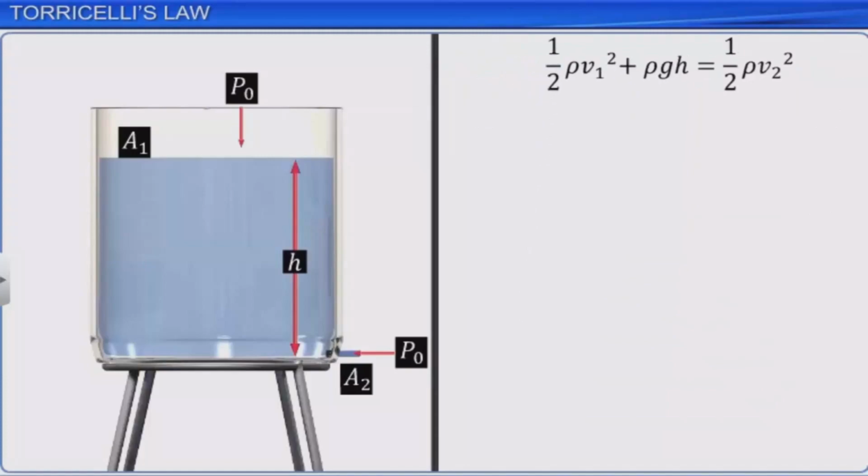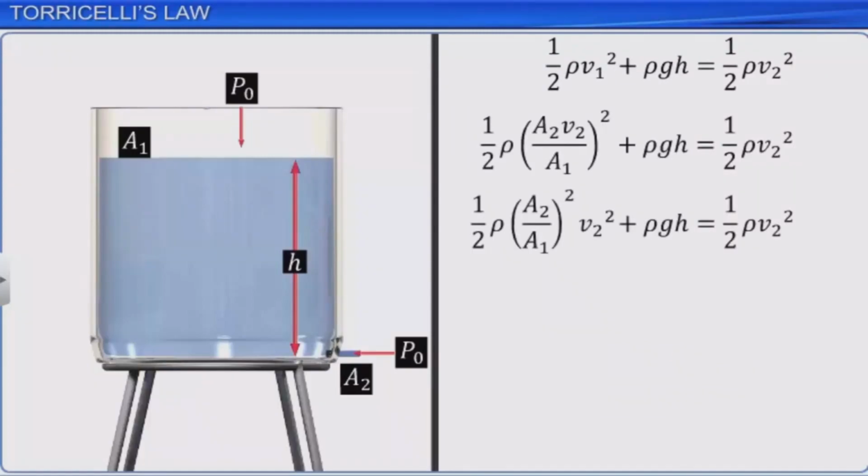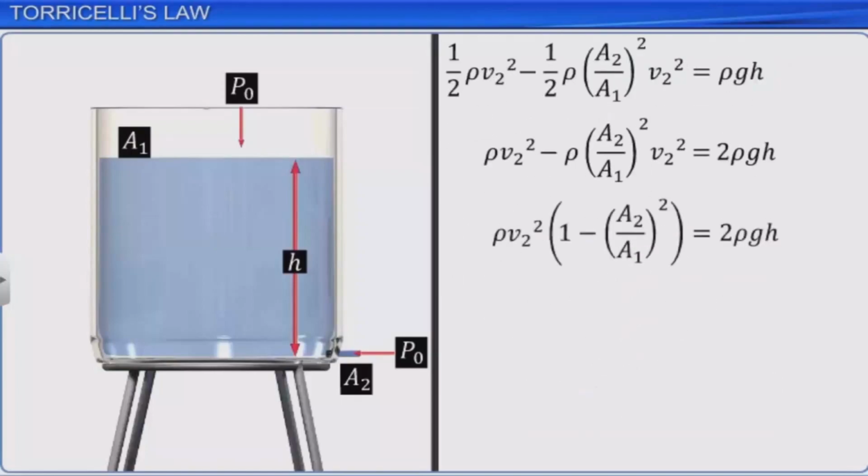And simplifying, we get equation 3 as V2 square multiplied by 1 minus the square of A2 by A1 is equal to 2GH.